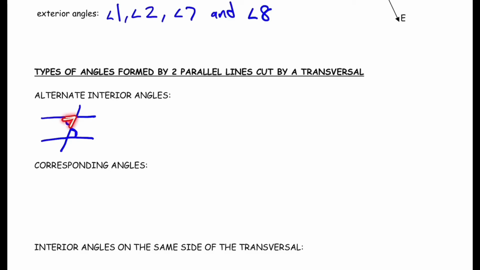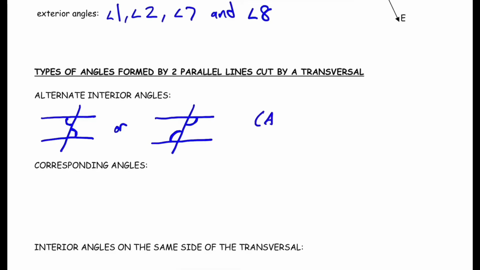This angle and that angle are alternate interior. One's on the left, one's on the right, and they're both interior. Now there's another pair. You guys probably figured that out already. So the same exact diagram, I could pick this one and that one. So there's two pairs of alternate interior angles.